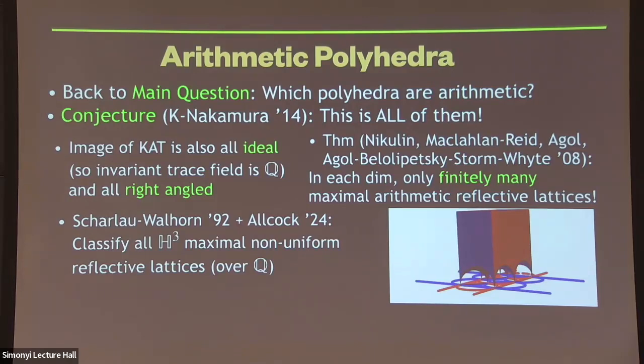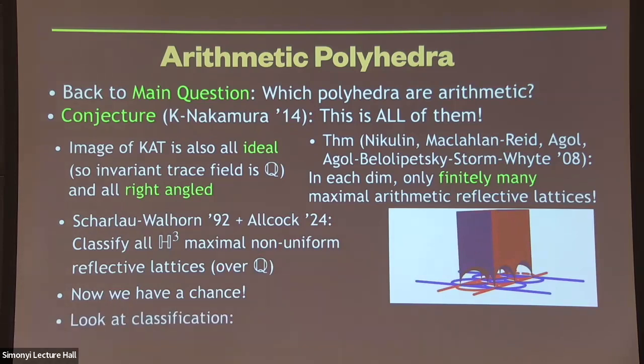So wait a second. Now we can do something. Because if we know in dimension 3 they're going to be ideal, so they're going to be over Q. The vertices are ideal. These are non-uniform lattices. So you can't have, if you're over a number field, they have to be co-compact. So you have non-uniform reflective lattices. The maximal ones are some tile, and the question is, can we say something about these tiles and whether they can unfold to make something that's all ideal and all right-angled? Okay, does that make sense?